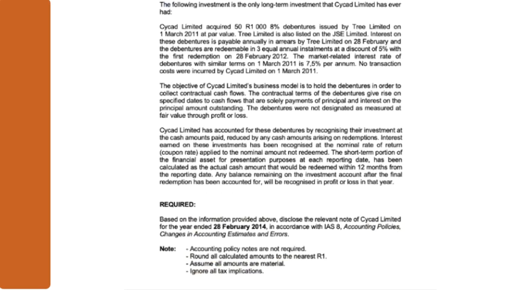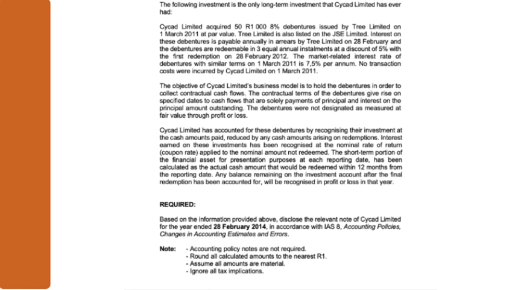So if we now have a look at the required of this specific question, it says, based on the information provided above, disclose the relevant note of SciCat Limited for the year ended 28 February 2014. So the debenture investment was acquired on 1 March 2011. We are now already in the reporting period 28 February 2014. That's our current year.